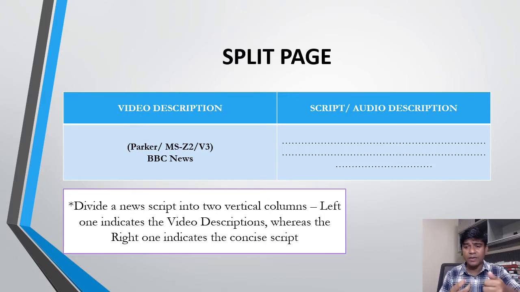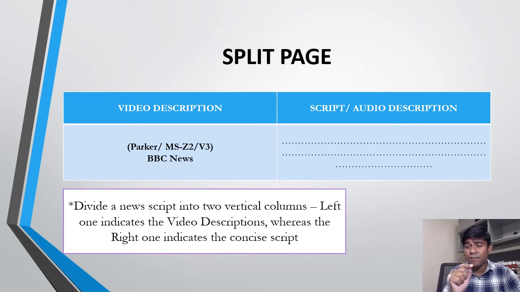For example, here in the slide that I have put, this is an example of the video description. There may be more technical hints given in the video description, but these are the basics. For example, Parker is the reporter, and then MS means the medium shot, Z2 means the zoom switch. So the medium shot is set by the zoom switch. And then V3 means video 3, that means the camera.